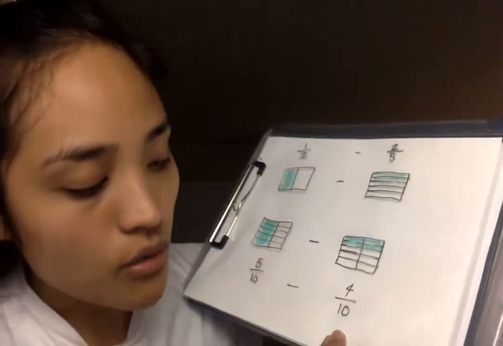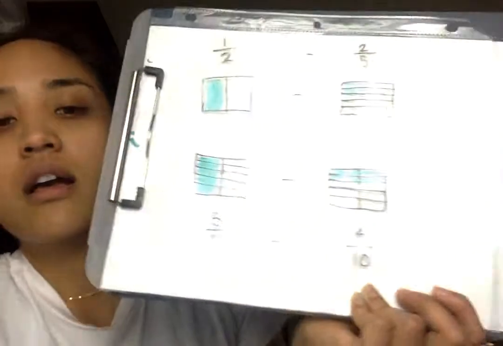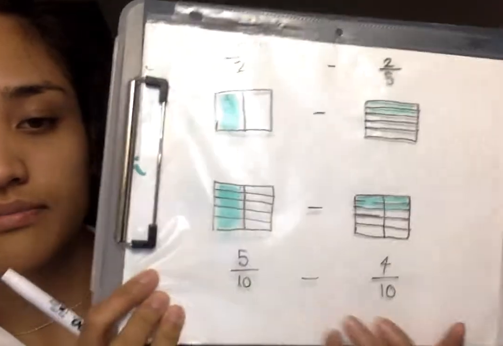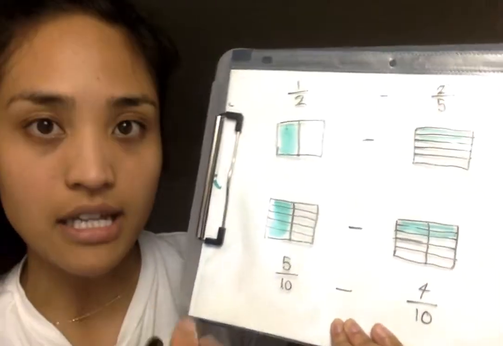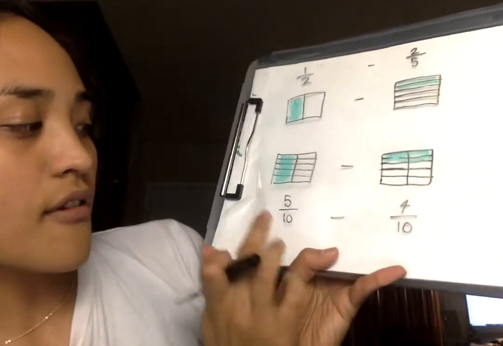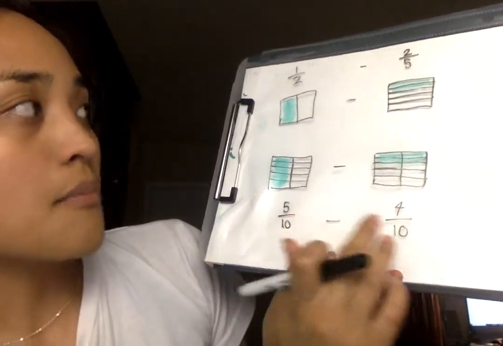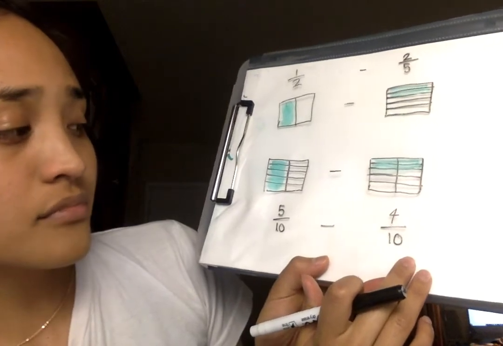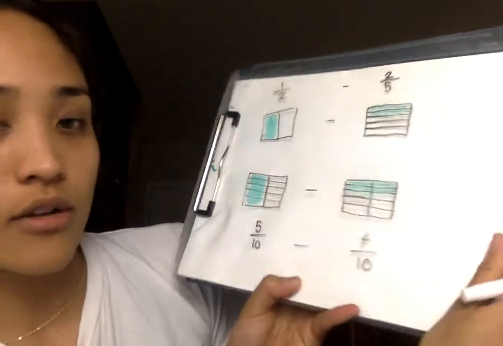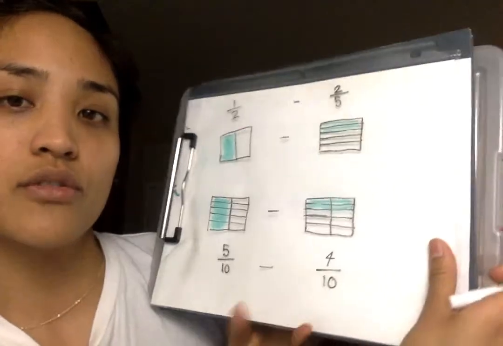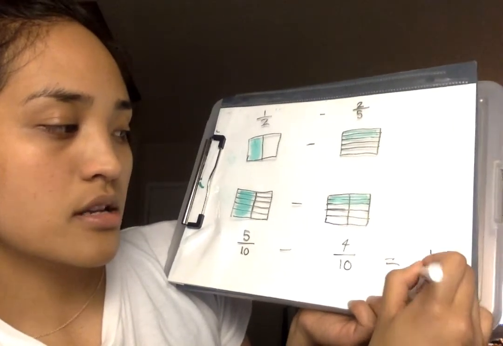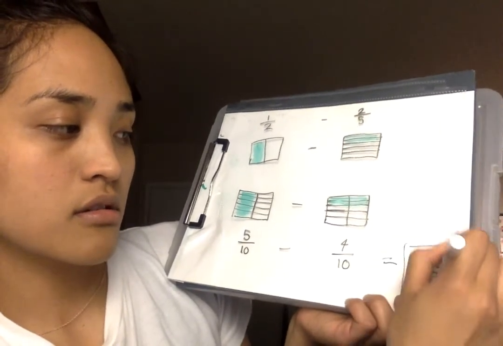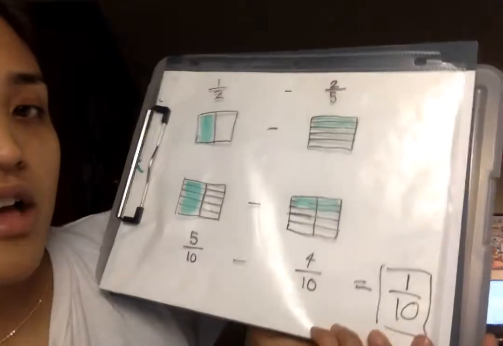Here is where you are not going to do the same last step as adding fractions, because obviously you're subtracting this time. So now I have 5/10 minus 4/10. So now we can subtract right across. What's 5 minus 4? Equals 1/10. Ta-da! That is your answer.